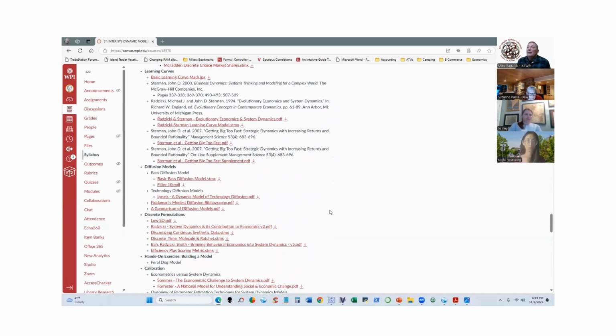Next topic, learning curves. Now what's this about? This is maybe a niche topic, I guess you might say. But what you'll see is we're getting into diffusion models. There's a lot of issues when firms are trying to capture market share, or technologies or new products are diffusing into the market, and you're trying to get your new smartphone adopted, or your new electric vehicle, your new robot, or whatever the product is, right?